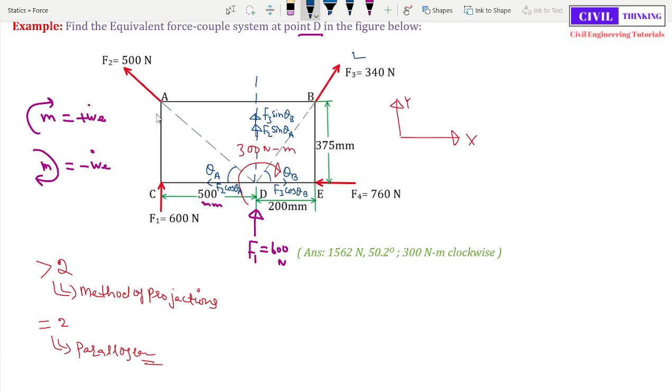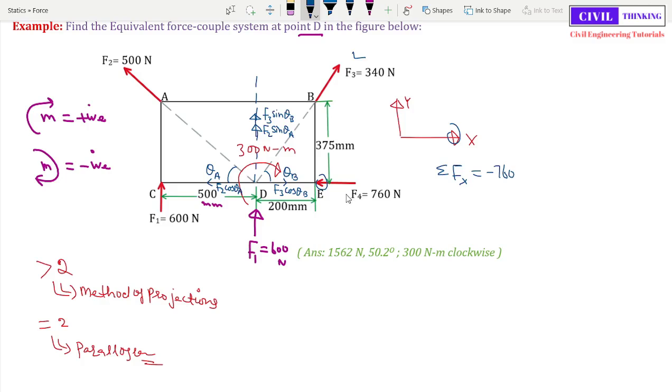Now I think we have resolved all the necessary forces. Now let us add all the forces in the x direction. Let me write here, summation of Fx is the addition of all the forces in the x direction. Now in the x direction we have F4, it is opposite to this direction, right? So it is negative. F4, as you can see here, is opposite to this direction, so F4 is negative, so it is minus 760 Newton.